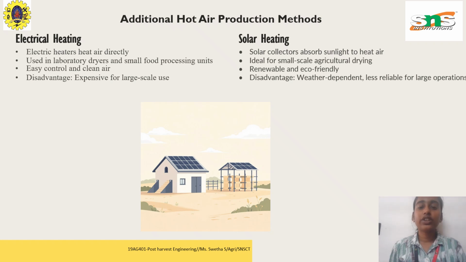And additional hot air production methods like electrical heating and solar heating. In electrical heating, heaters are used to produce hot air. It is used in laboratory dryers and small scale food processing units. It is easy to control and clean air is produced. It has disadvantages: it is expensive and used for large scale usage only.